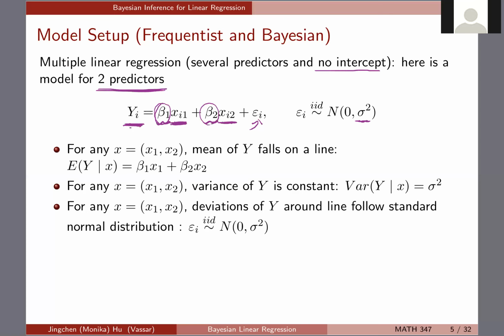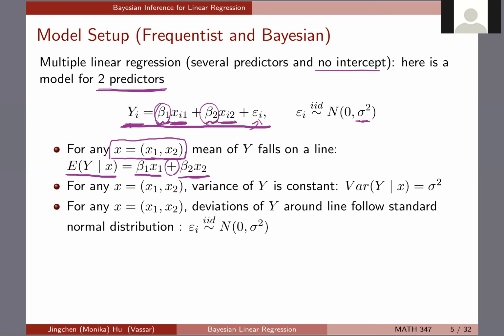Okay, all right. So first of all, when you're thinking about a multiple linear regression, you're really thinking about all of the predictors as a combo. It's all of them together, say in this case, 2 of them. So if you take the mean, you're looking at beta 1 times x1 plus beta 2 times x2, because of the way that you set up the model.